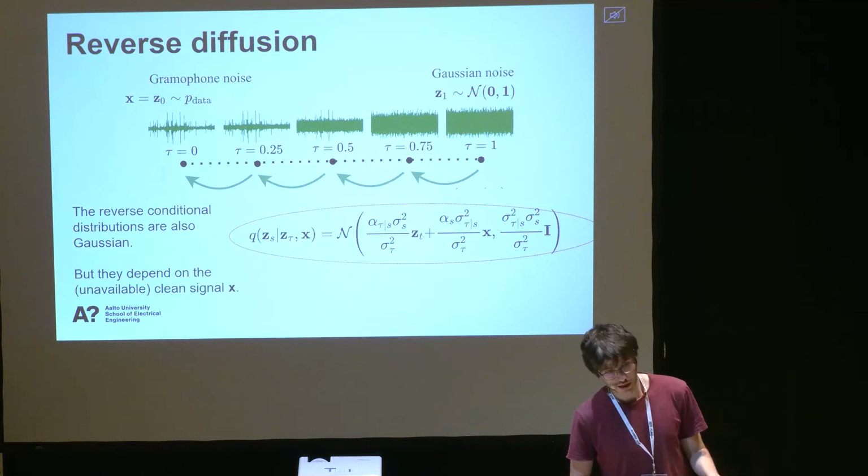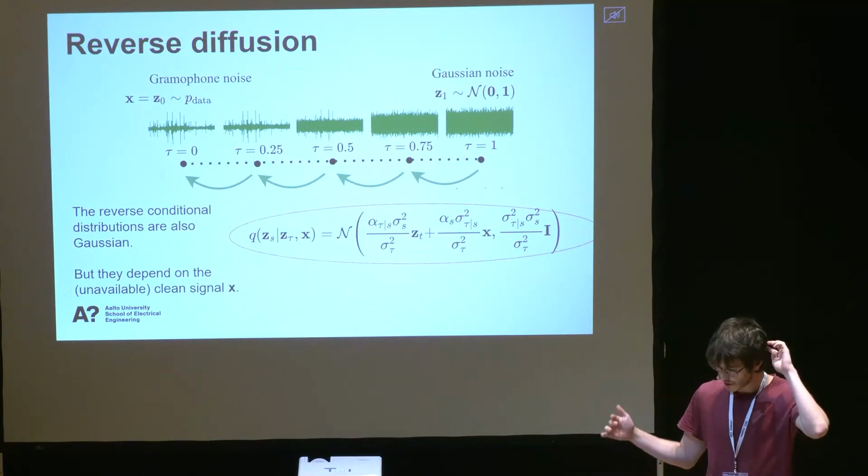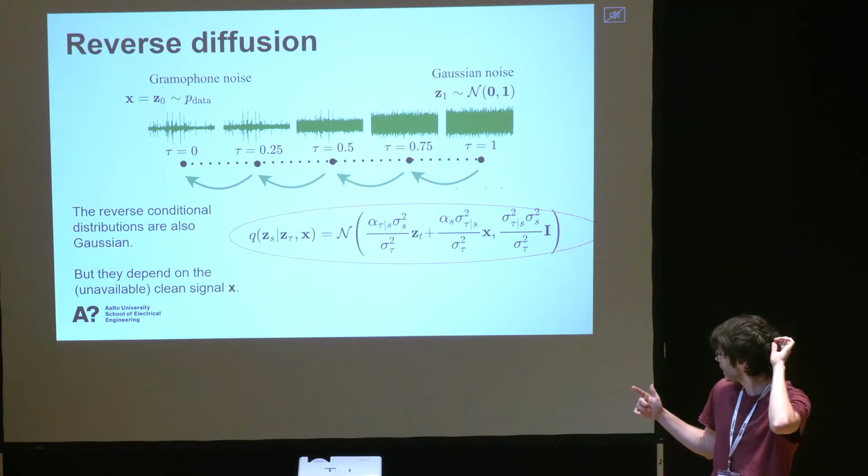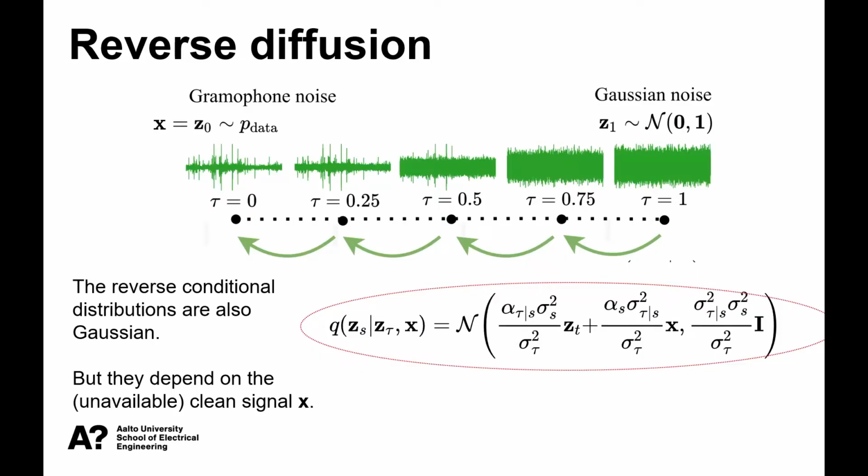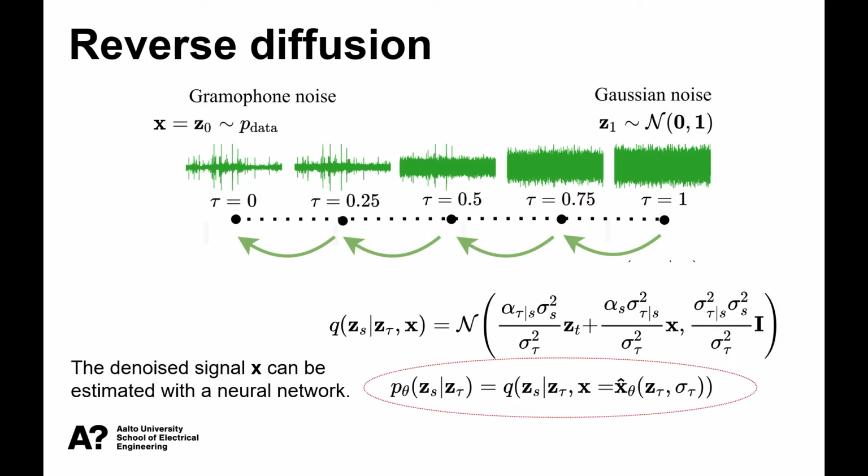And then the most interesting thing is that if we try to reverse it, it can be proven that the reverse conditional distributions are also Gaussian, but they depend on the clean signal X, on the data instance, which we obviously will not have during inference. So one thing that we can do is train a neural network to denoise the latent, and if we have a denoised estimate, we can just sample from this distribution.